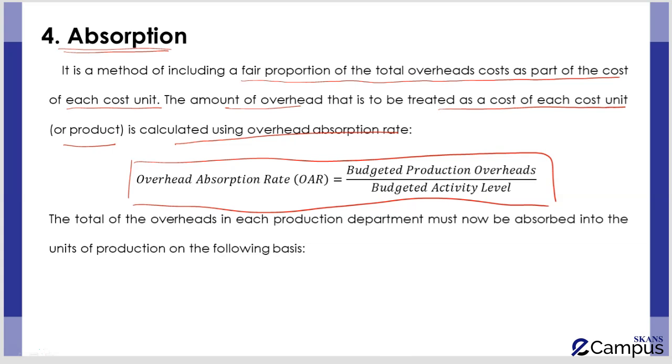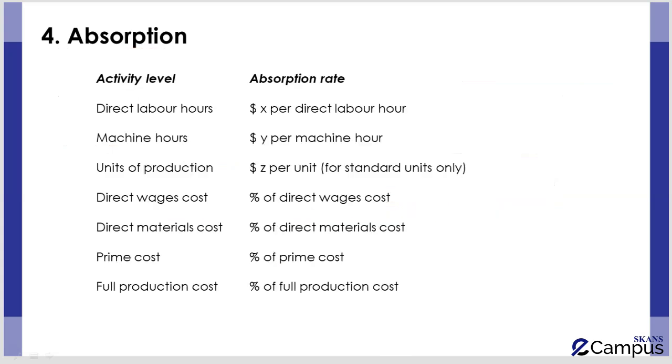The total of the overheads in each production department must now be absorbed into the units of production on the following basis. What does it mean? It means we can calculate overhead absorption rate on the basis of 7 different activity levels. Those 7 activity levels are: number 1, direct labor hour basis, machine hour basis, units of production. If we use direct wages cost, direct material cost, prime cost, full production cost.